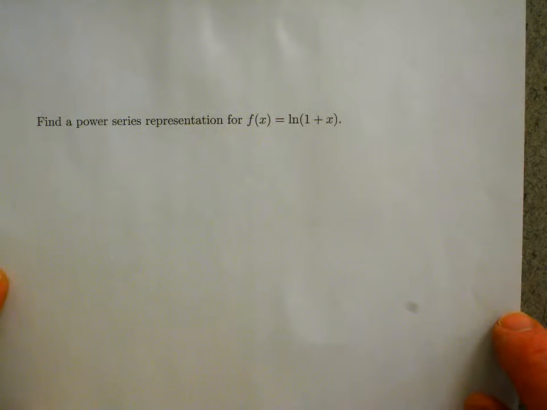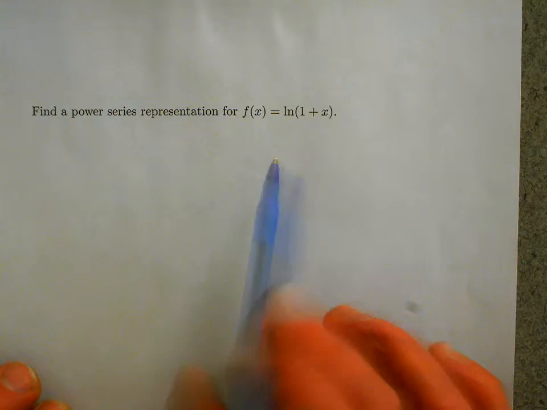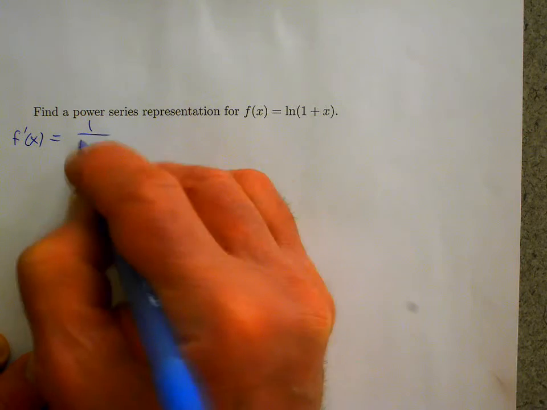Okay, now find a power series representation for f of x equals the natural log of 1 plus x. Can you start by taking the derivative? What's the derivative of the natural log of 1 plus x? I think it's 1 over 1 plus x. Yeah, 1 over 1 plus x. We've seen that before.